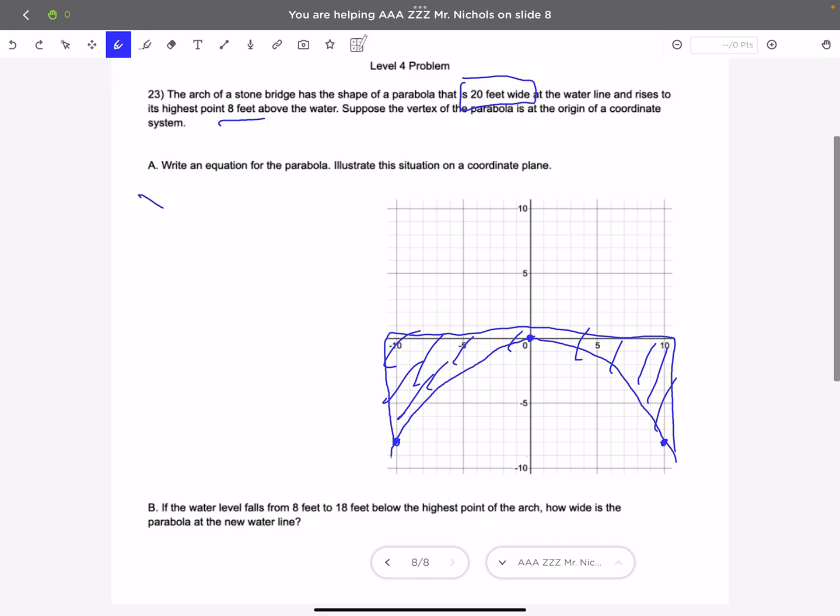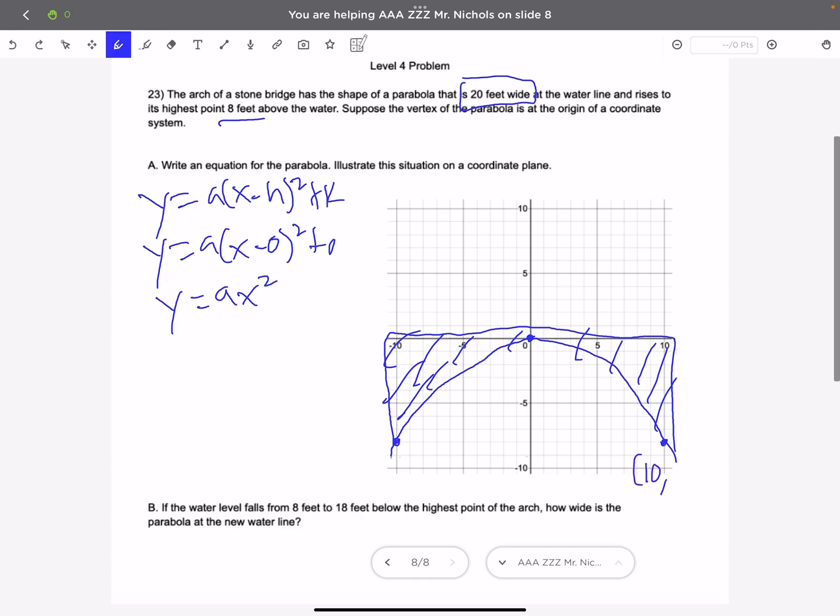Now, y is equal to a times (x minus h) squared plus k. Because our origin's at (0, 0), this becomes y is equal to a times (x minus 0) squared plus 0. But we don't need to write the 0, so it's just y is equal to a x squared. Now we actually have 2 points that we can choose from, but I'm going to use this one, (10, negative 8). And I can actually plug this in. So my y value is negative 8 is equal to a times 10 squared.